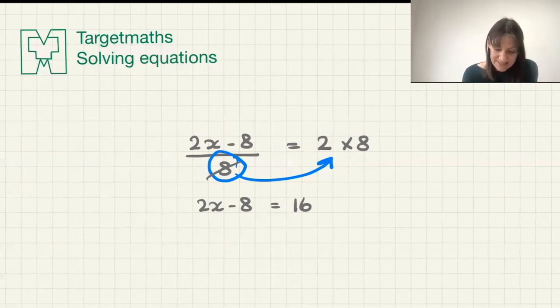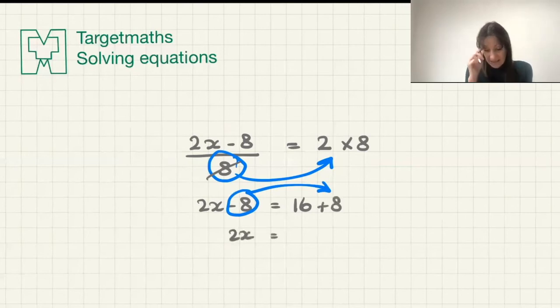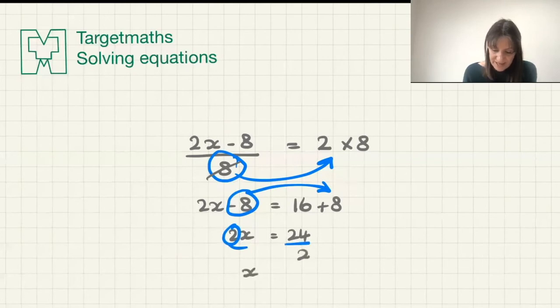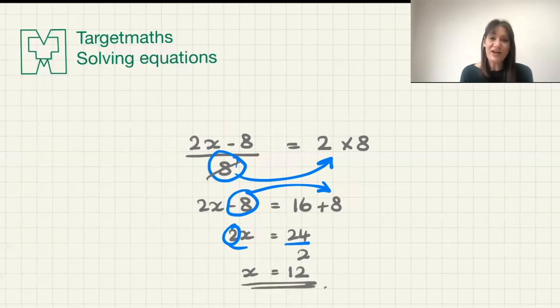2x minus 8 is going next, landing as a plus 8, giving me 2x equals 16 plus 8, which is 24. And then our 2 is going to land as a divide by 2. And we've got x equals 24 divided by 2, 12. And if you got that right, just brilliant, because you hadn't seen that before. And it just means as well that you are starting to have that confidence.